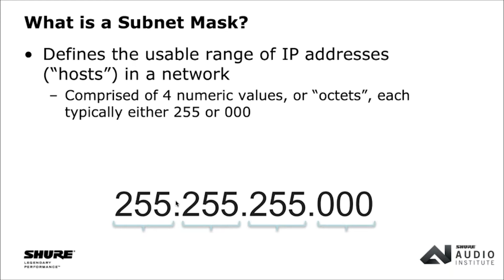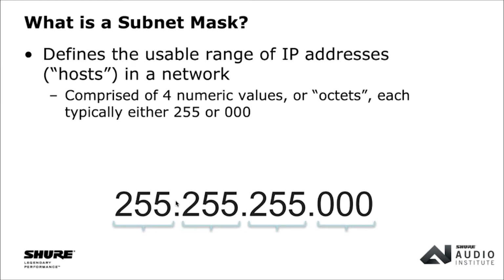And the reason is because the 4 octets of a subnet mask are what specify how many different IP addresses there are, and which octets of the IP address are allowed to be unique and which must be the same. So similarly to an IP address, there are 4 numeric octets, each typically 255 or 0. There are some exceptions we'll show in a second.